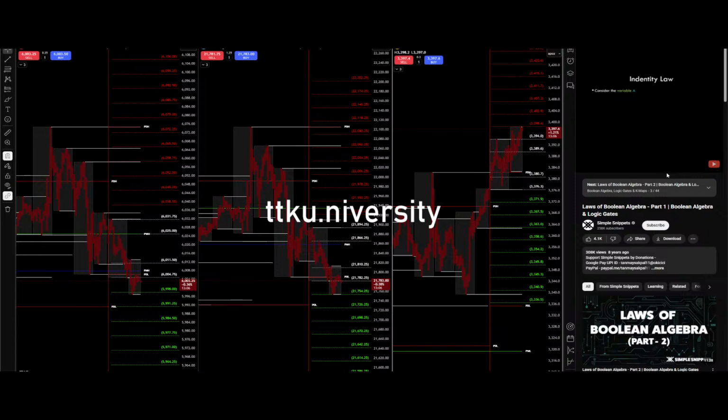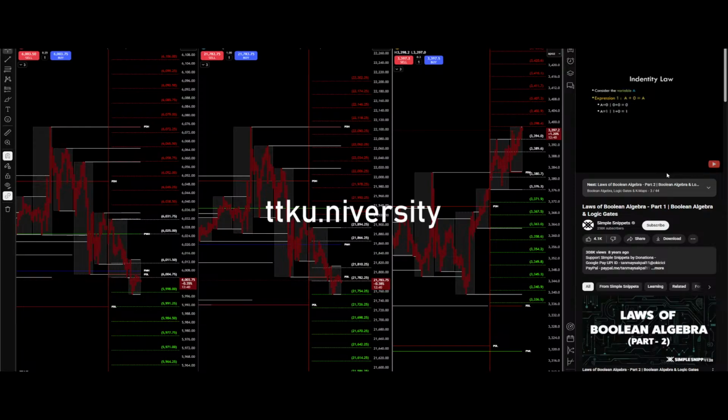Consider a variable a. Since it's a Boolean variable, it will have only two values, 0 or 1. Now here's the expression, a or 0 is equal to a. So let's see the LHS and RHS. Now the LHS is a or 0. So if a's value is 0, we get 0 or 0, which is again equal to 0. So case 1 is proved. Now consider a's value to be 1. In this case, 1 or 0 will give us the answer 1. So as you can see, the LHS is equal to RHS.